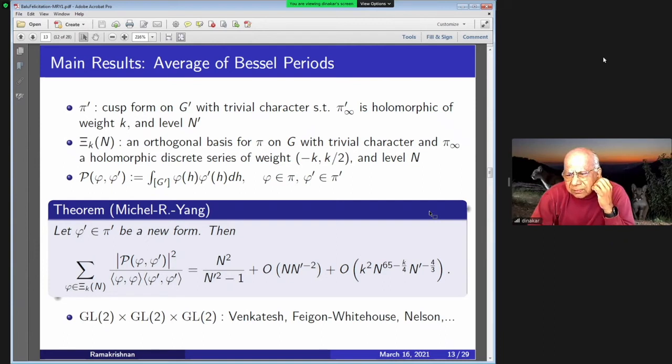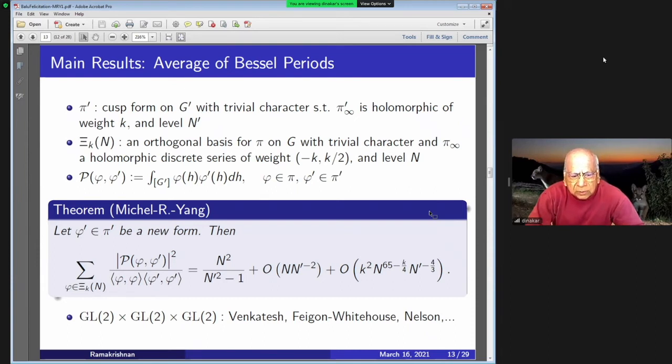So due to some orthogonality principles that will enter, our method will only relate things of certain weight relationships. As you notice, for U21, these weights are given by a pair of integers. It should be minus k, k over 2. And the period, of course, is the Bessel period we looked at before, P of phi, phi prime.